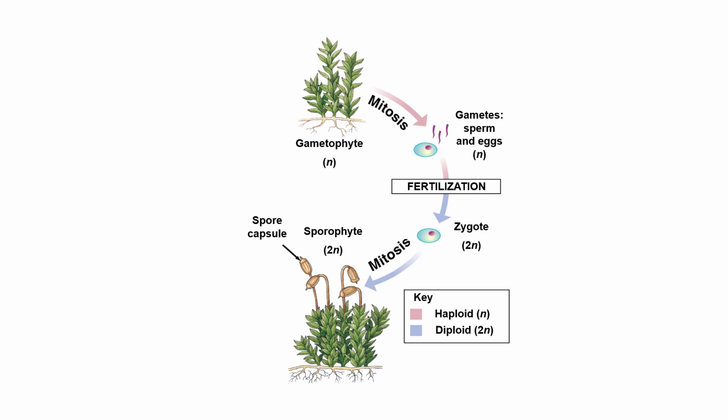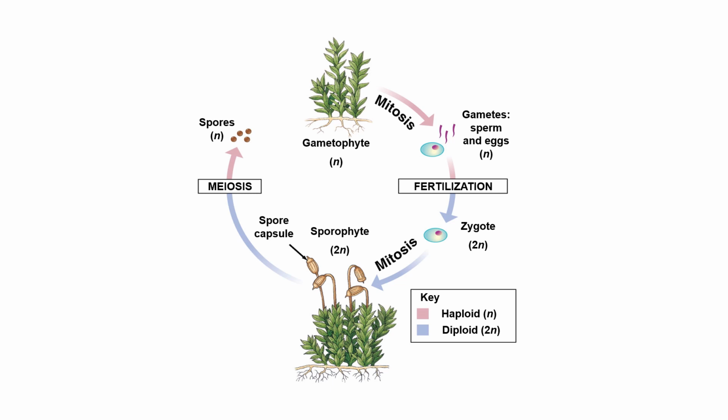The sporophyte will have a spore capsule, which will then have these little spores that are going to turn into gametophytes. The spores are produced by meiosis, which then creates haploid spores. We then go through the process of mitosis, which then creates the gametophyte, and we start all over again.